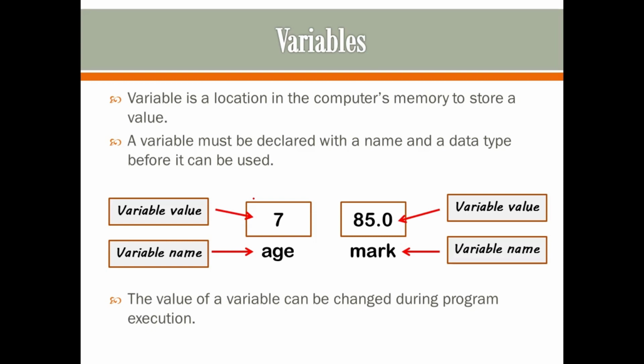What is a variable? A variable is a location in the computer memory to store a value. A variable must be declared with a name and data type before it can be used. Here, age is a variable name and marks is a variable name. What value does the variable hold? 7 for age, and 85.0 for the variable marks. The value of a variable can be changed during program execution.